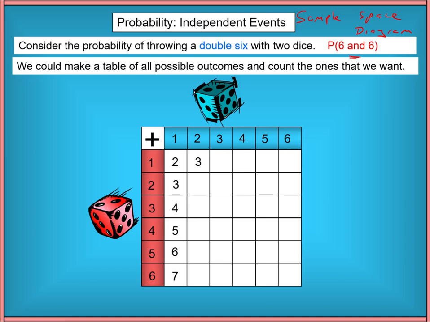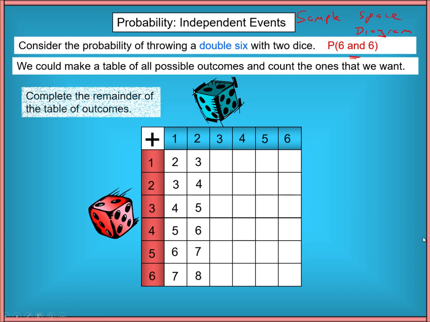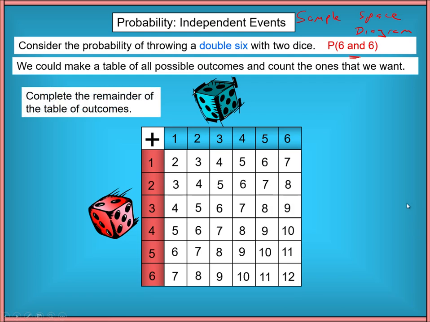Okay, so you should have completed that diagram, and you should have 2 and a 2 would give us a 4, 3 and a 2 would give us a 5, and so on. 5 and a 2 would give us a 7, 6 and a 2 gives us an 8. And those are all the outcomes remaining. So we're looking for the probability of a double 6. A 6 and a 6 would be 12. So a 6 on that dice and a 6 on that dice will give us 12. So probability of a 6 and a 6 is 1 out of all 36 possible outcomes.